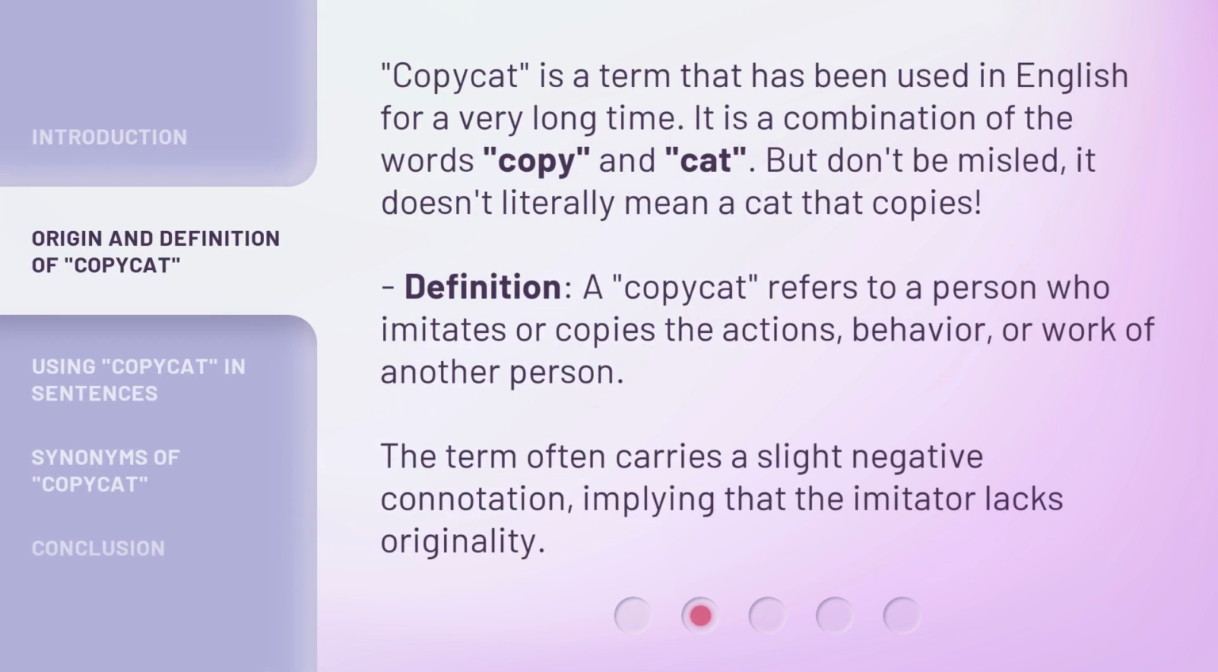Copycat is a term that has been used in English for a very long time. It is a combination of the words copy and cat. But don't be misled, it doesn't literally mean a cat that copies. Definition: a copycat refers to a person who imitates or copies the actions, behavior, or work of another person. The term often carries a slight negative connotation, implying that the imitator lacks originality.